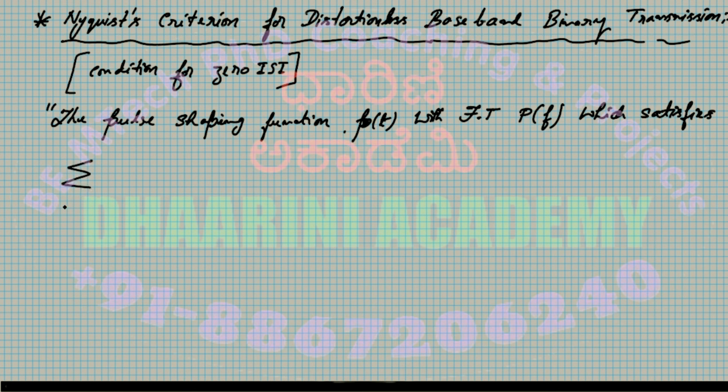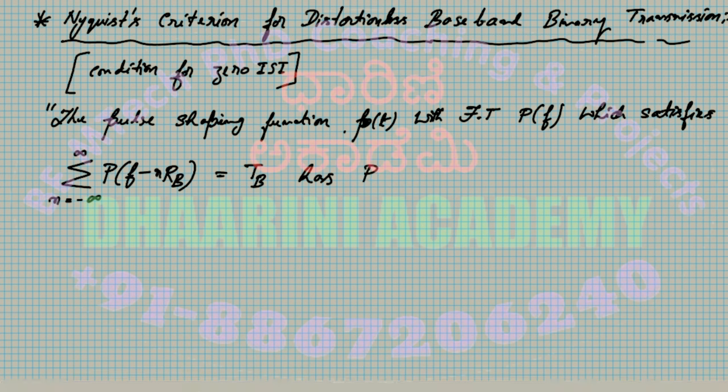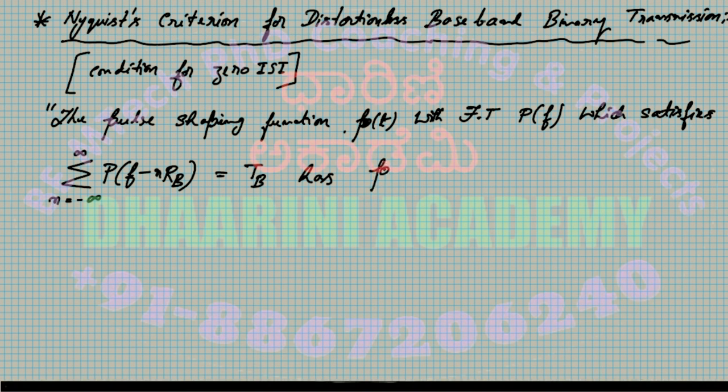That is the condition: summation n equal to minus infinity to plus infinity of capital P of f minus n times Rb, so we'll talk about the term Rb, which is a new term for us, that is equal to Tb. This is time domain, sorry, so I have to use a small letter: p of iTb minus kTb should be equal to 1 if i is equal to k, and 0 if i is not equal to k.